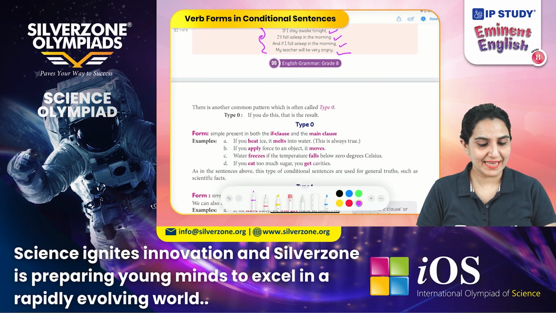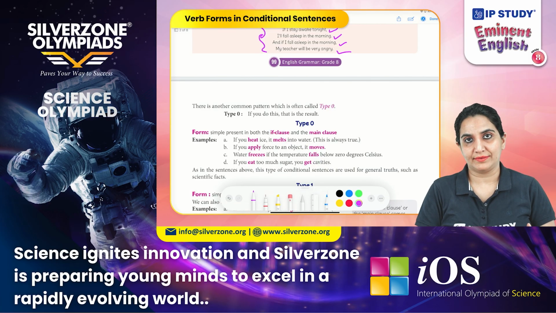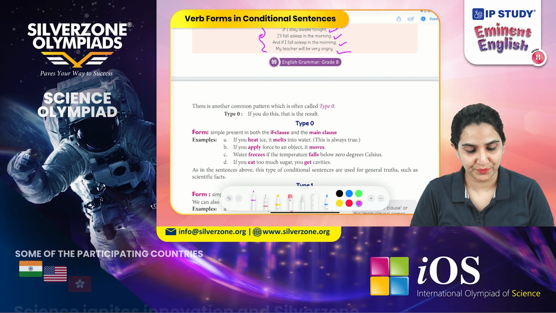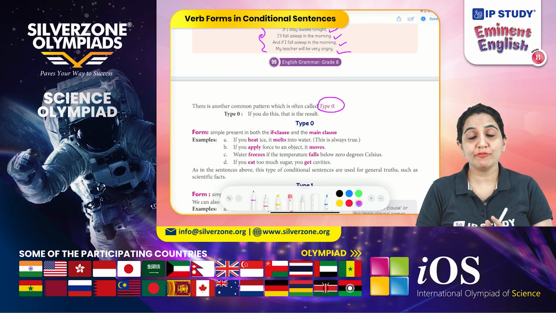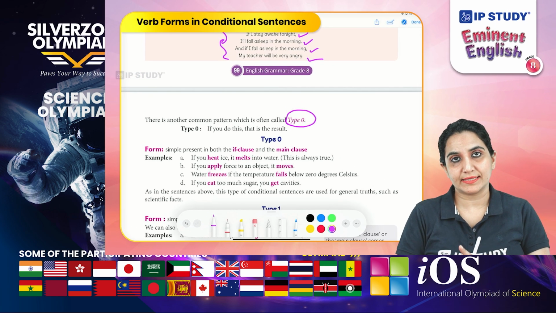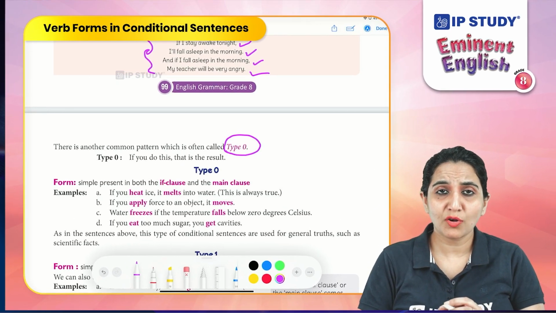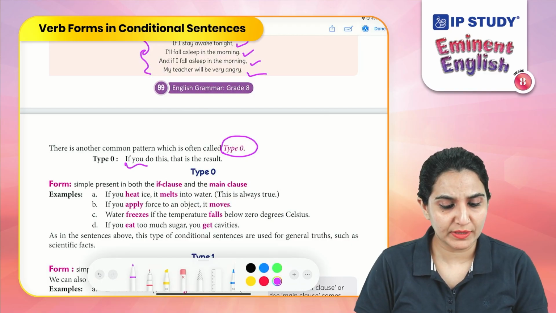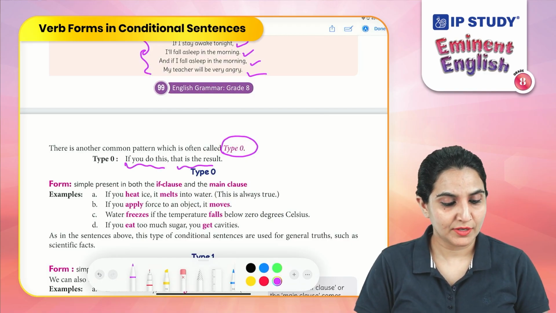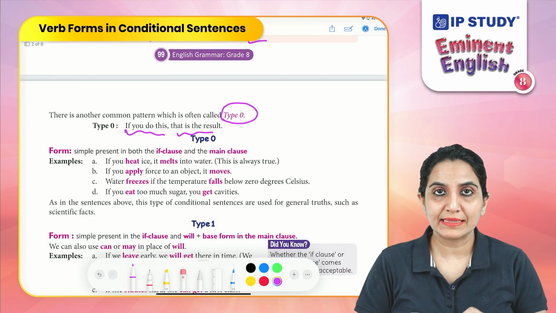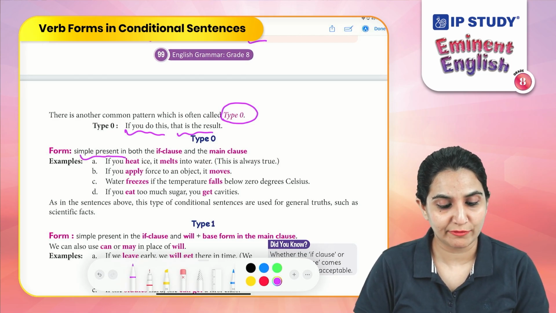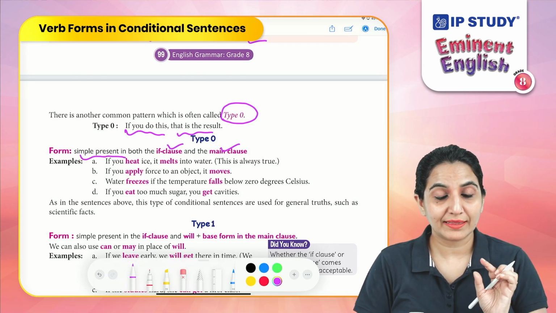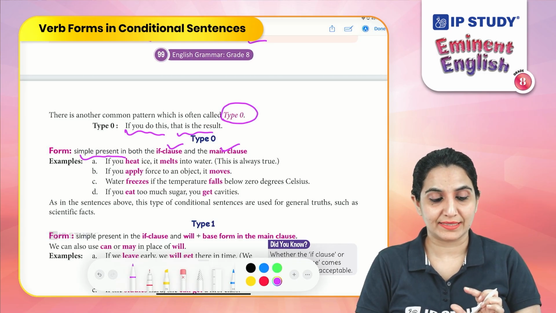Let us understand the common pattern, which is type 0. So type 0 is if you do this, that is the result. That means this is the common pattern. If you do this, that is the result. So both the clauses are in simple present. The if clause and the main clause, they are both in simple present tense.